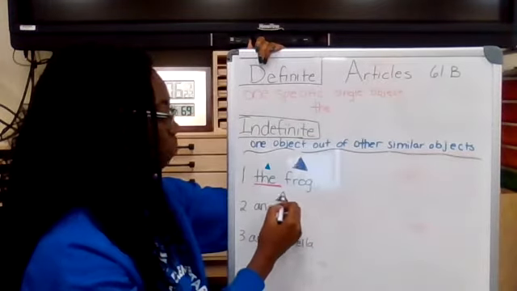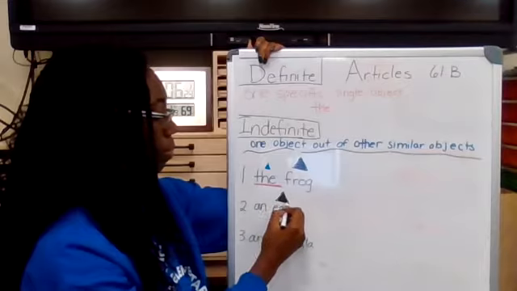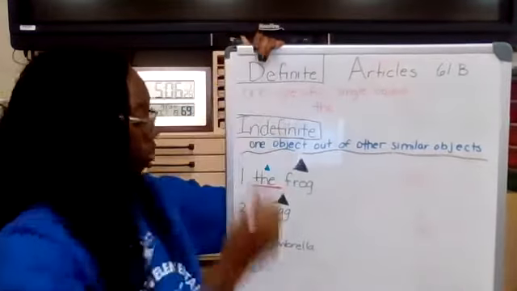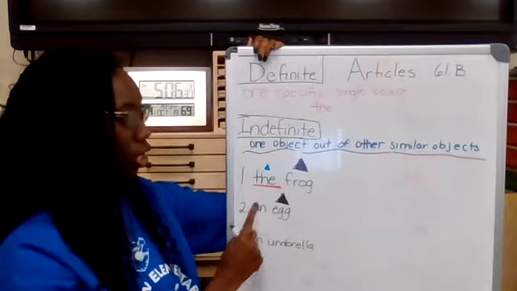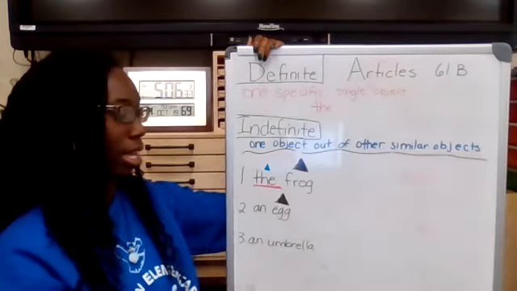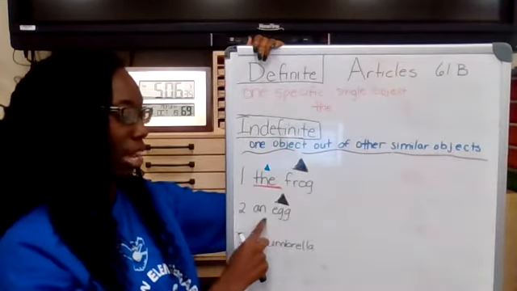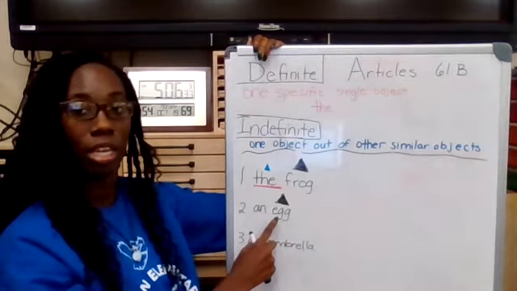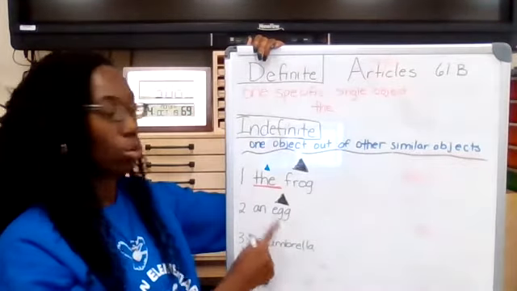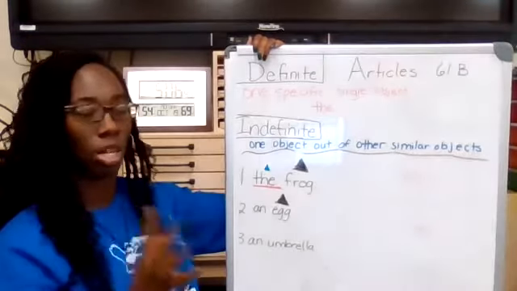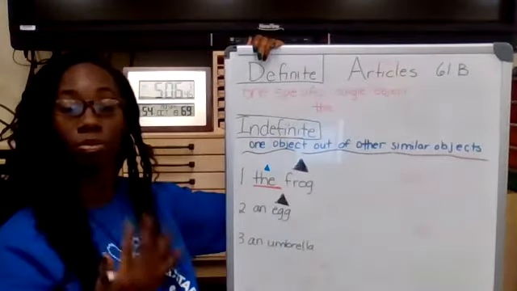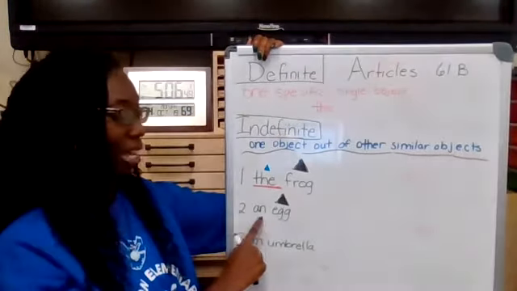Black triangle. Okay. Now, an is an article used before a noun, but the noun has to start with a vowel sound. So whenever you see a vowel sound and it's talking about one, or I'm sorry, a singular noun, you would put an.